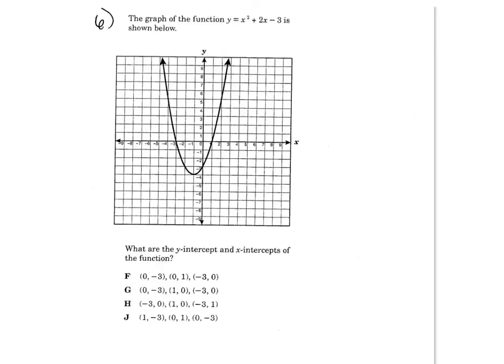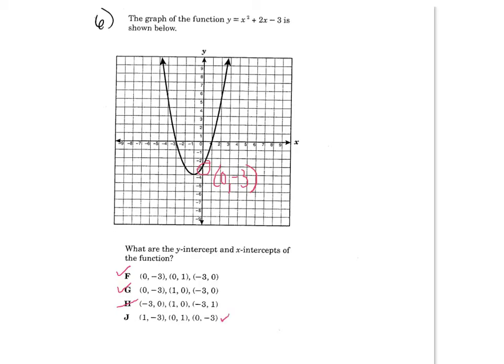Problem number 6. The graph of the function y equals x squared plus 2x minus 3 is shown below. What are the y-intercept and x-intercepts of this function? The y-intercept is right here at negative 3. Now if I was to write the ordered pair for that point, it would be 0, negative 3. So let's see if we can narrow down some answer choices. Looks like F has 0, negative 3, G has 0, negative 3, H does not, so I can cancel that out, but J does right here.